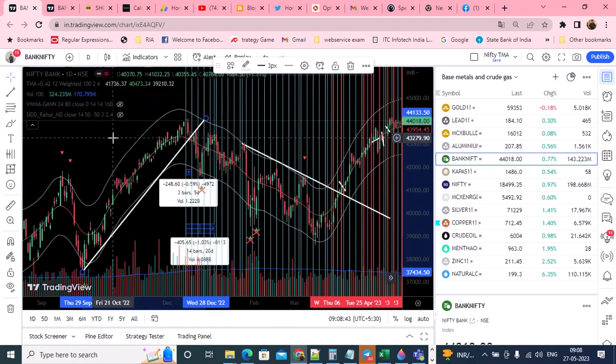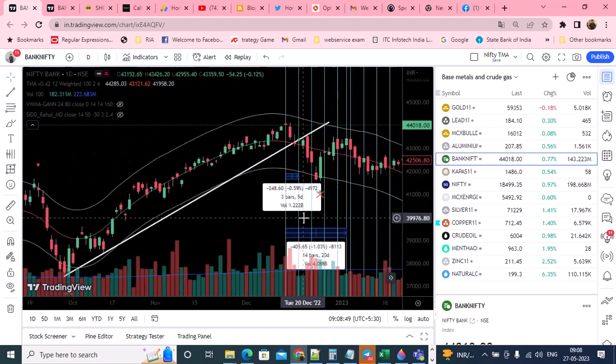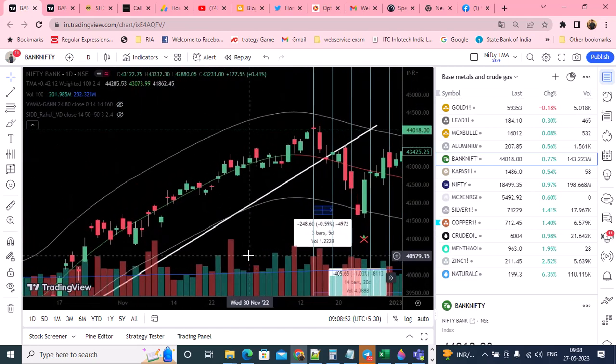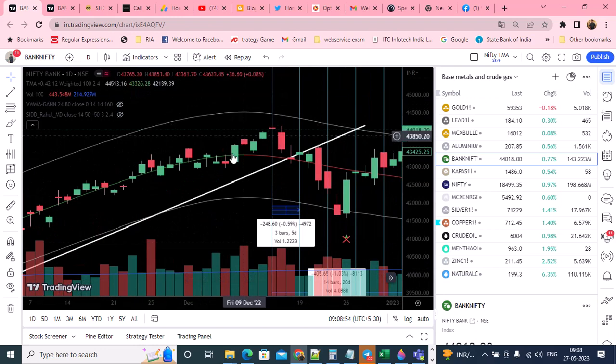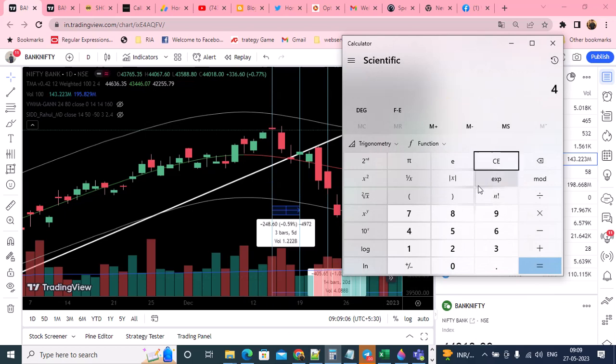So what I did exactly: on the daily chart, I am using the TMA, and with it I am applying the Gann formula, that is the square root of the highest point. This is the highest point, 44,157 approximately. When we take the square root of that 44,157, we get 210. This is daily, so 210 is a cycle, 210 days of the cycle.